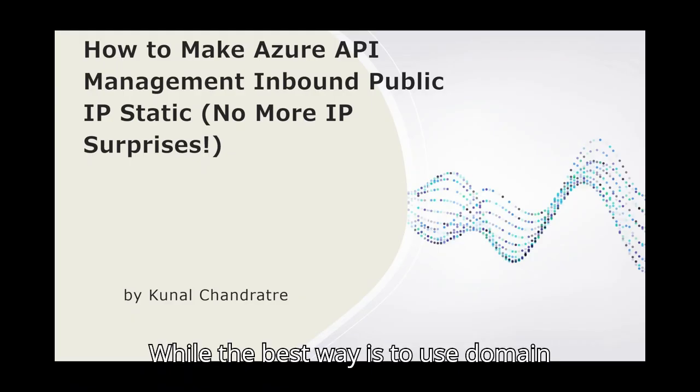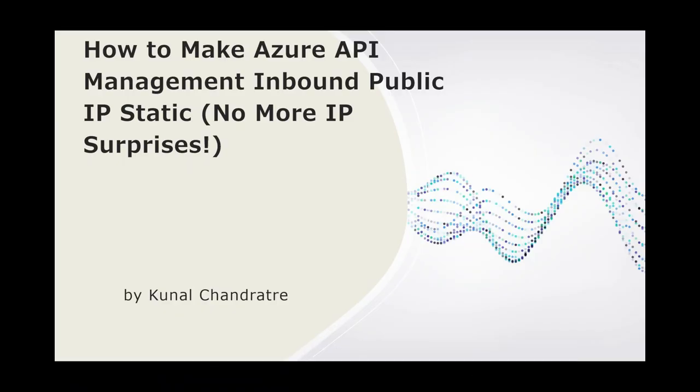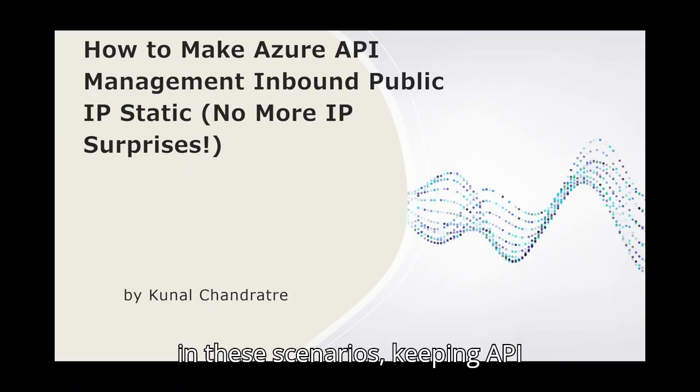While the best way is to use domain whitelisting, not all firewalls or devices or customers support domain-based whitelisting, or some organizations still work on public IP whitelisting only, and there is nothing wrong in that. Now, in these scenarios, keeping API management public IP static becomes extremely important.